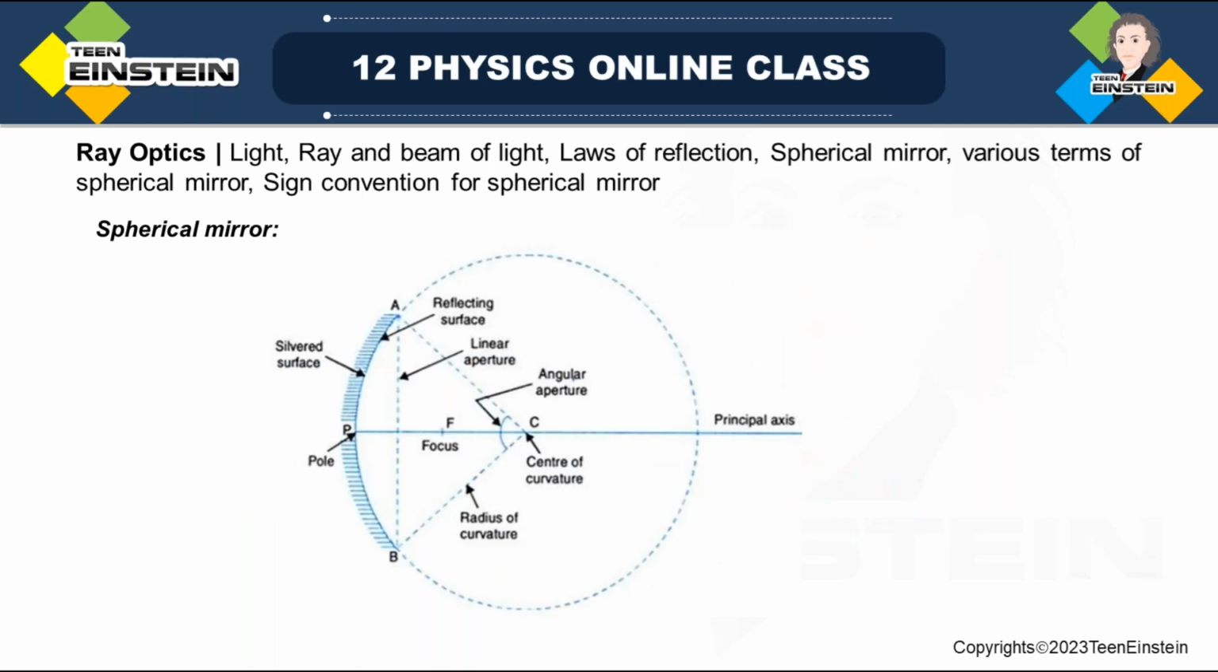Now we'll see, here you have been given a concave mirror or concave spherical surface. You can see this is the reflecting surface, this is the silver surface. So light rays from here you cannot get reflection, but the concave surface will always reflect from the inner side. So the inner surface is the reflecting surface here, so it is a concave mirror.